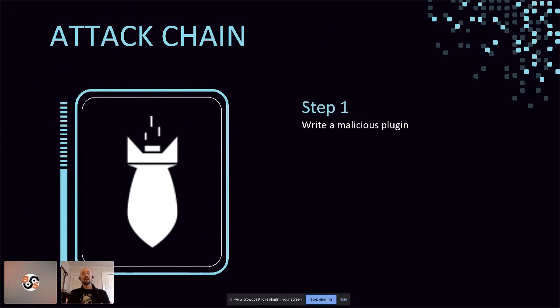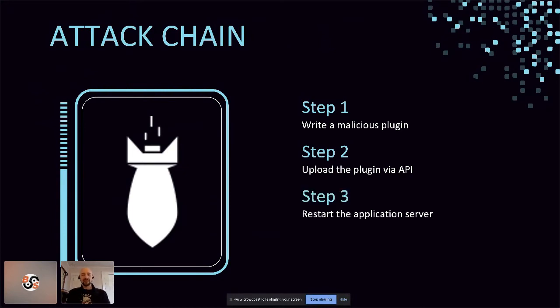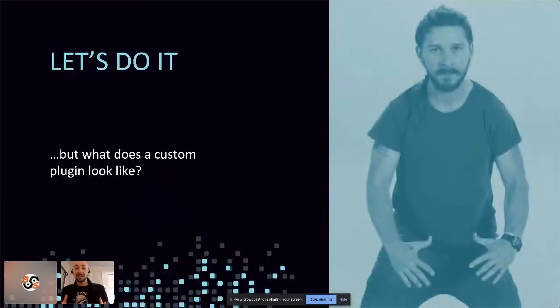So here's what we're going to do. Step one, we're going to write a malicious plugin. Step two, we're going to use the API to upload it into SonarQube. Step three, we're going to restart the app server so that it loads the malicious plugin. And in so doing, we'll compromise the target. Sweet. So let's get started.